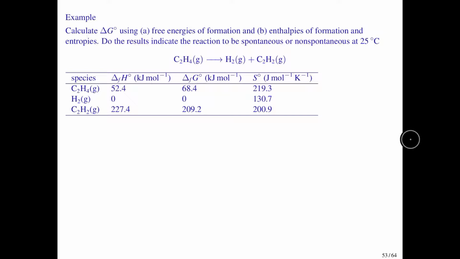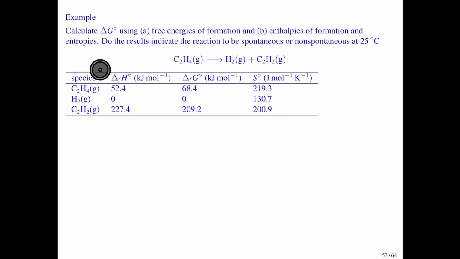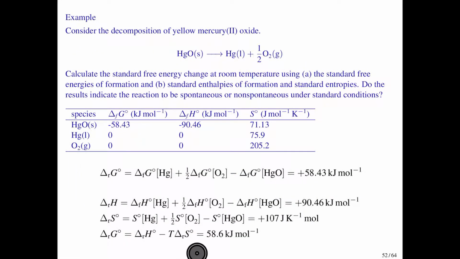Here in this example, it's the same problem, so I've left it as an exercise for you to try. So you've got the delta H values and the absolute entropy values, and then you've got the Gibbs energy of formation. So you would use this column to calculate delta G using the products minus reactants approach, and then you would use this column to calculate delta H, this column to calculate delta S, and then you would combine those values using this equation here.